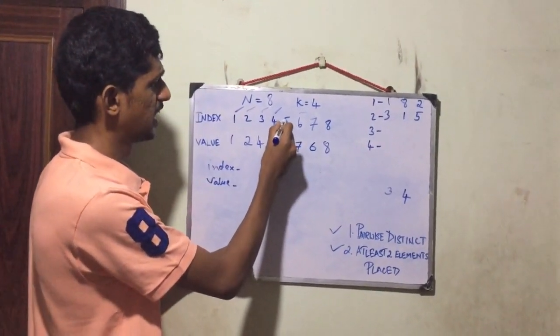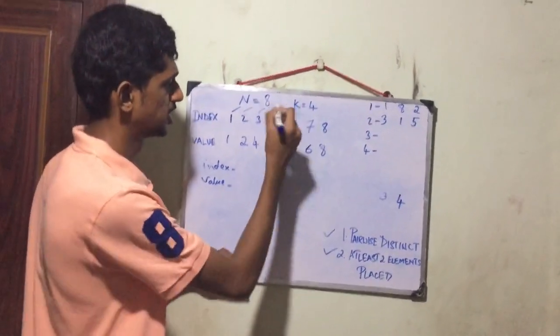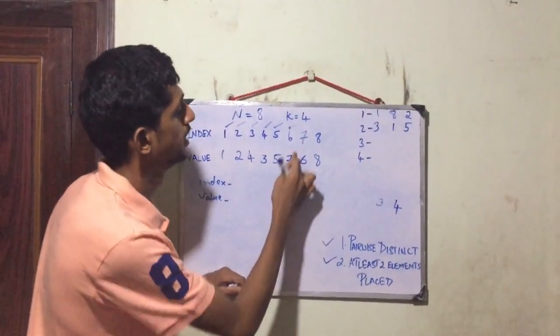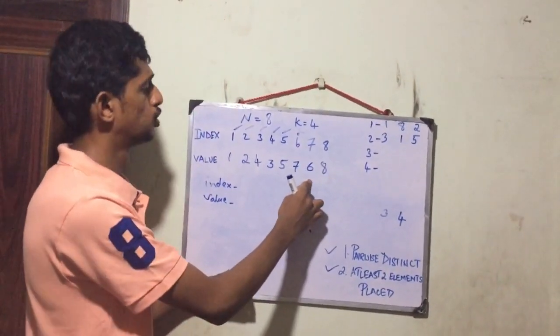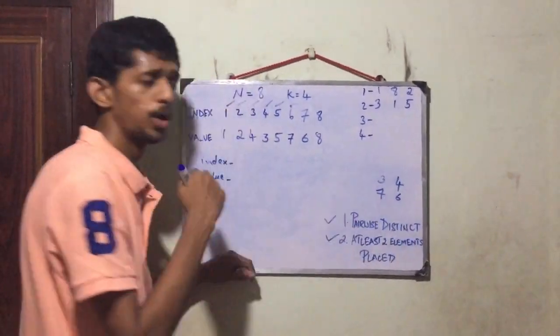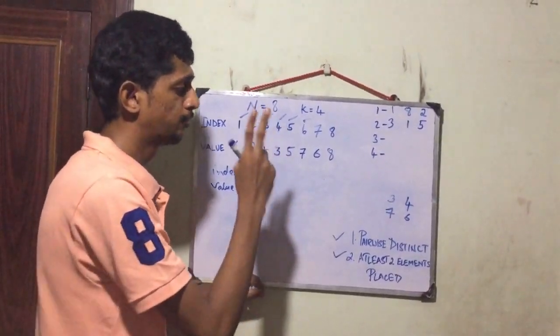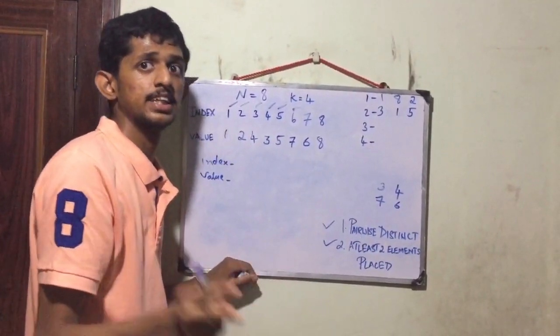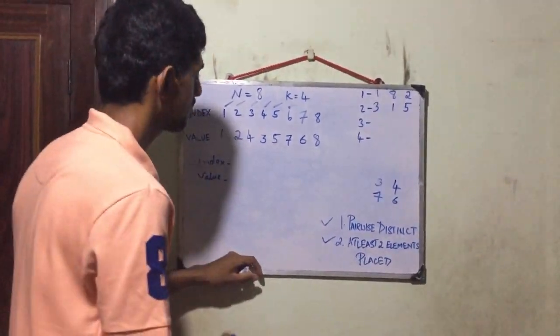Then in the 5th index we have the value 5, so we can just move on. In the 6th index we have 7. Similarly, in the 7th index we have 6. So I am just storing pair 7, 6. So now you have 2 pairs. It means if you have 2 pairs, then you can sort the given 2 pairs in 2 steps.